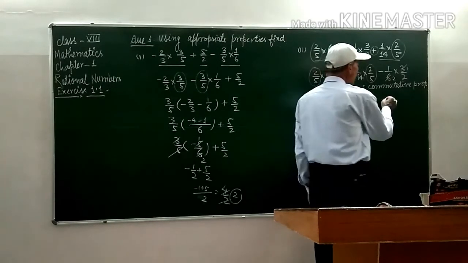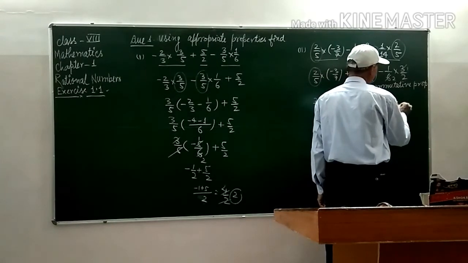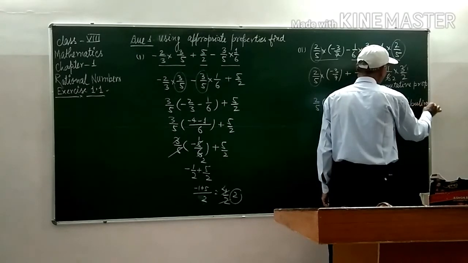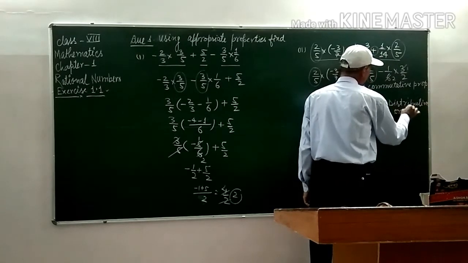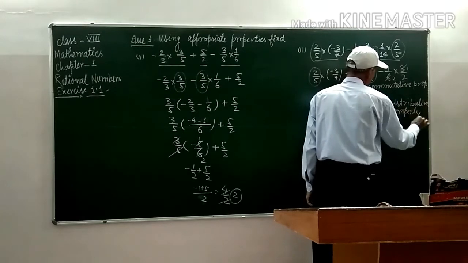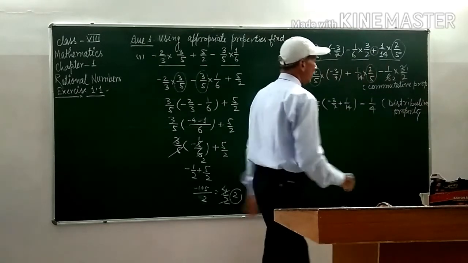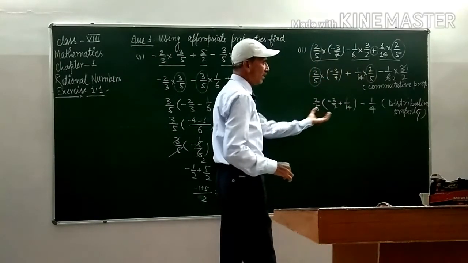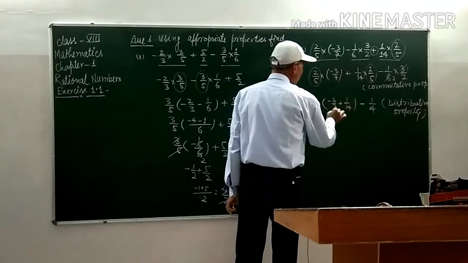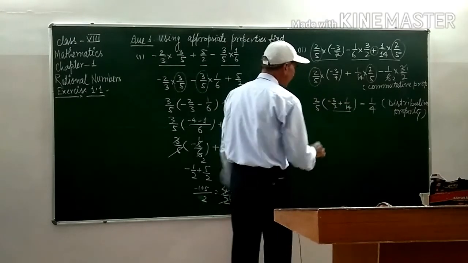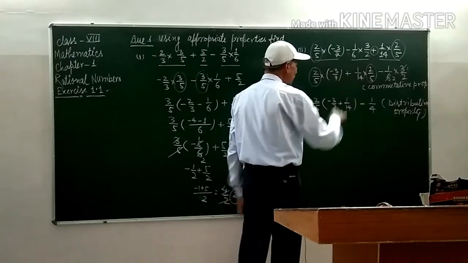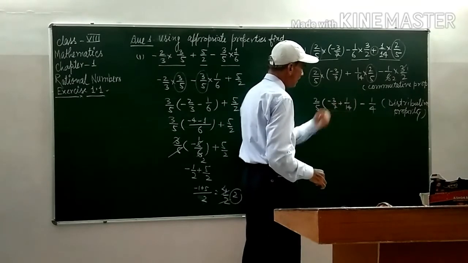The property is distributive property. Distributive property here. Okay student? So using distributive property we have written the numbers like this. So add these numbers. First of all you have to solve the numbers in the bracket.